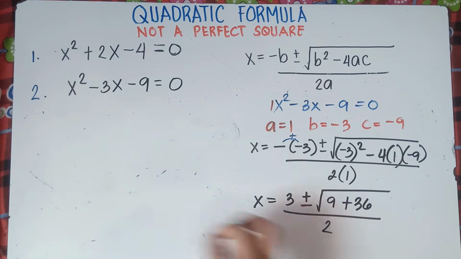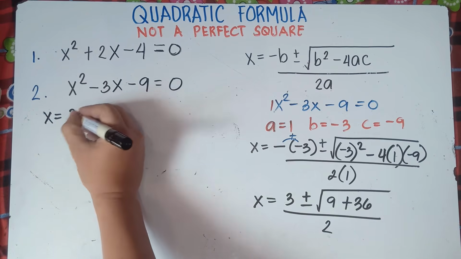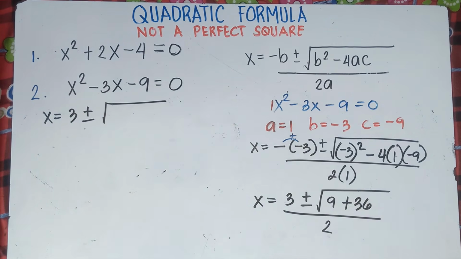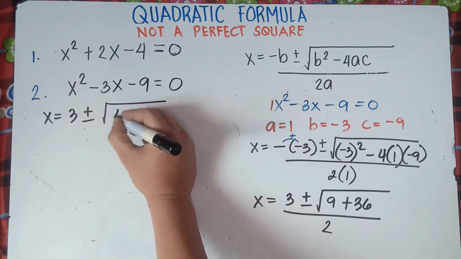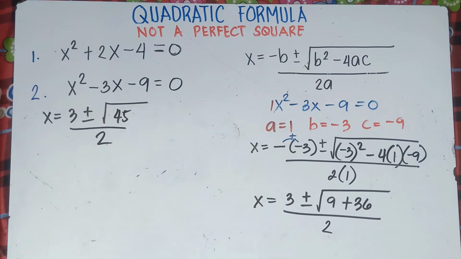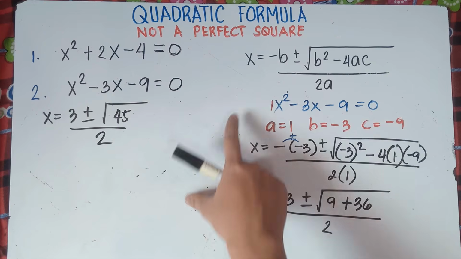Alright, so you add this one. This will be x equals 3 plus or minus the square root of 9 plus 36, all over 2. What's the answer, class? 9 plus 36, that would be 45.